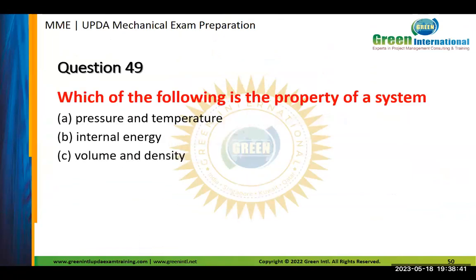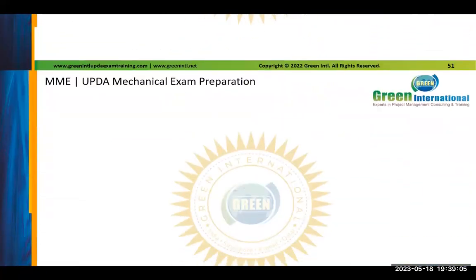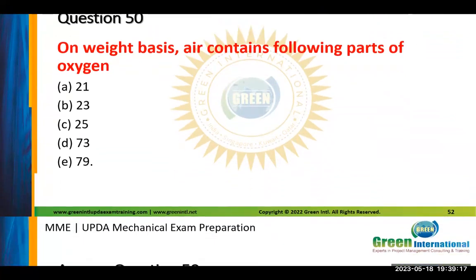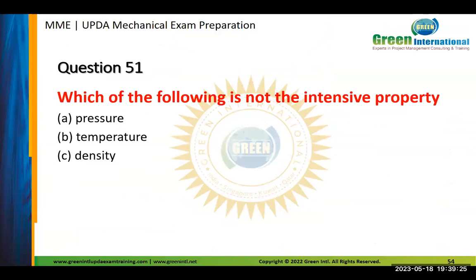Which of the following is the property of a system? Read carefully. All of them. No idea? All of the above, exactly. On a weight basis, like gravimetric analysis, air contains the following parts of oxygen: 23%. 21% is accepted, but for volume basis. Which of the following is not an intensive property? Heat.